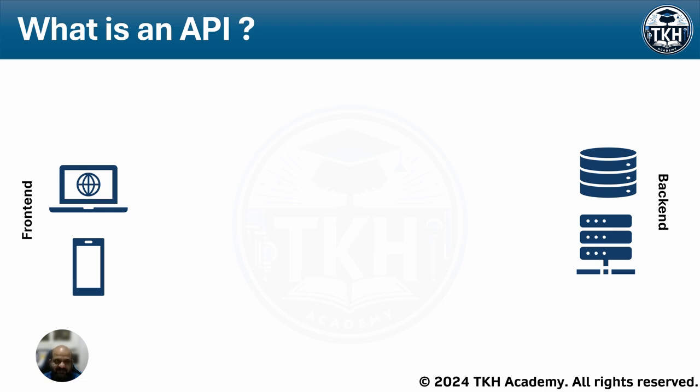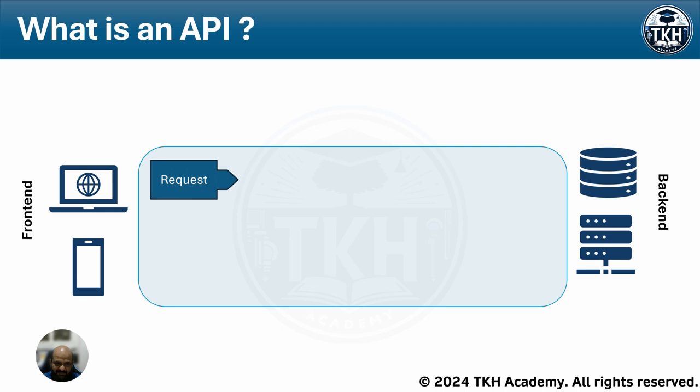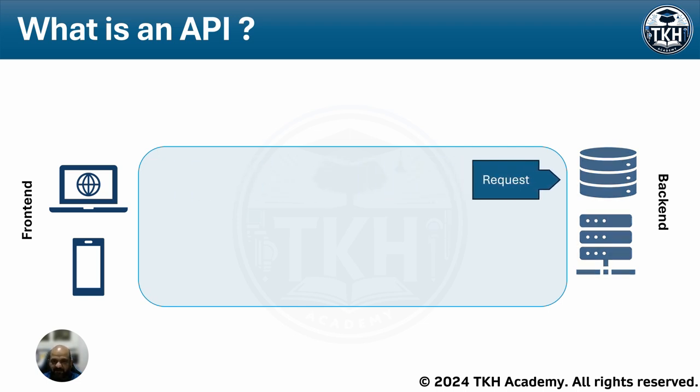Now just think about a scenario where you are accessing a website and you enter your username and password. When you do that, what essentially happens? A request is generated based on the username and password you entered, and when you click on the button, that request is sent to the backend. Now the backend will take the information provided from the front end and process it based on the request you have made.